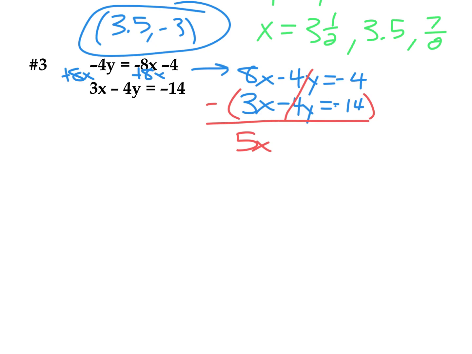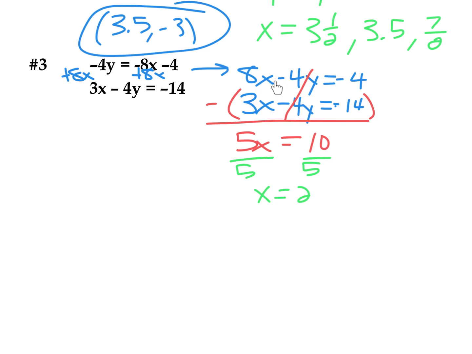And negative 4 minus negative 14. So over here we have negative 4 minus a negative, which is plus. So negative 4 plus 14, which is 10. And then if I divide both sides by 5, I get x equals 2. Now that I've got x equals 2, go back to one of my two original equations.